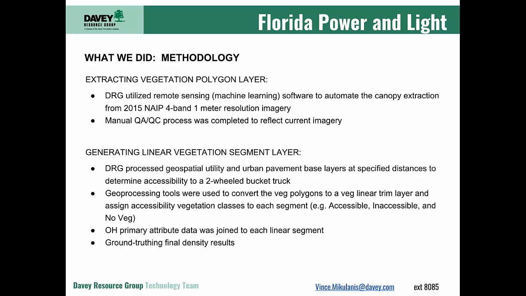So we used tools to convert the vegetation polygons into a linear trim layer, and we assigned the accessibility based on the proximity to those street center lines and the buffers for each one of the line segments. The overhead primary attribute data was joined to each linear segment, and we ground truthed to produce a final density result.